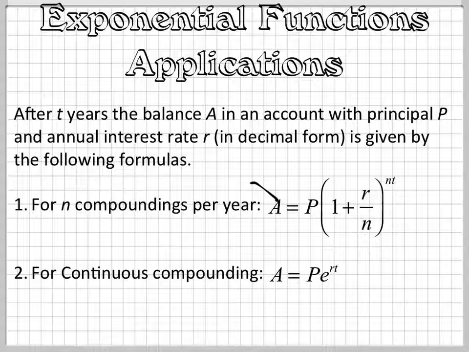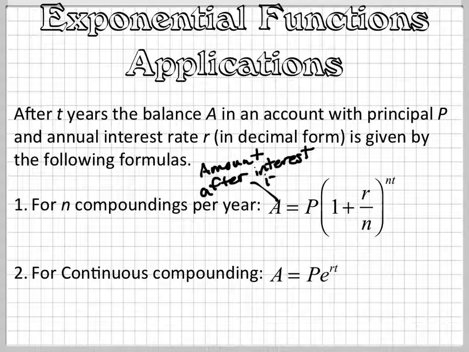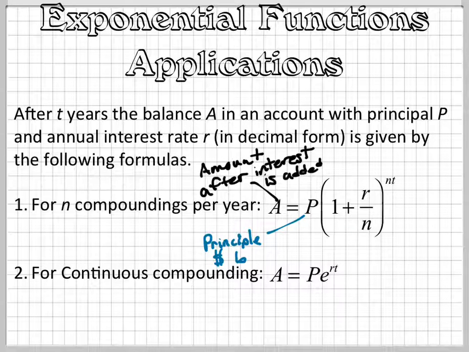A is your dollar amount, or your amount after interest is added. So let's say added here. And then the P is your principal. The principal is whatever your dollar amount was before interest.